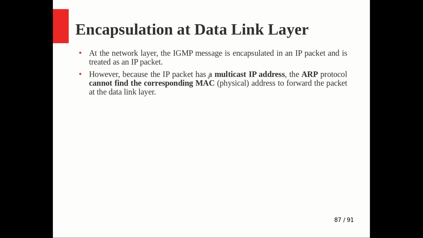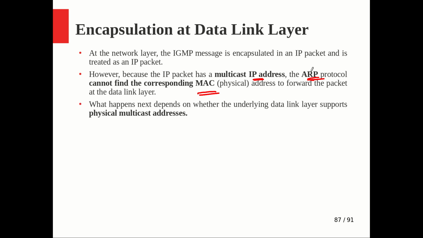Because there will be a number of devices that are part of this particular multicast group, it can't give you a number of MAC addresses. So ARP will fail whenever it is a multicast IP address, but it will work fine for a unicast IP address, right? So what happens next depends on whether the underlying data link layer supports a physical multicast address or not.